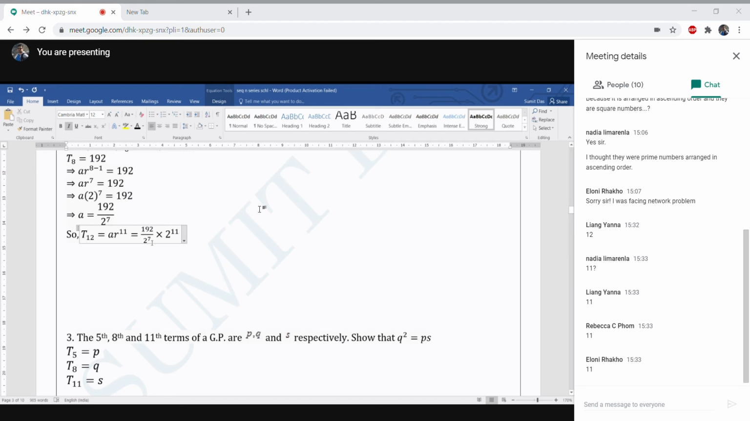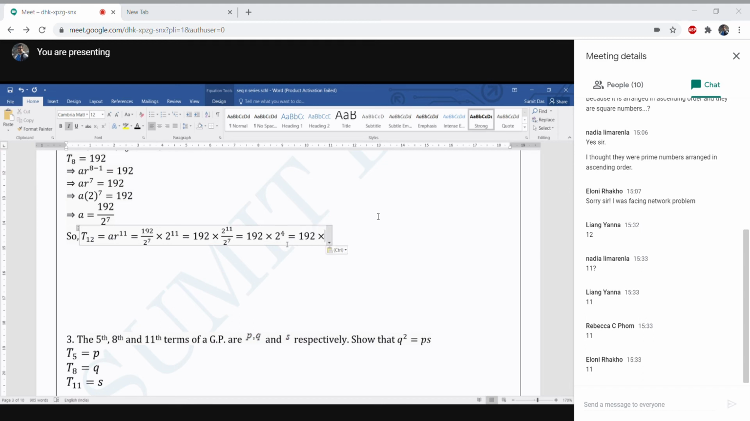Now you can see one thing. In the next line I can write 192 into 2 to the power 11 divided by 2 to the power 7. Look, we can easily cancel now. So it is equal to 192 into 2 to the power 4. So 192 into 16, how much? 3072. Okay, fine.